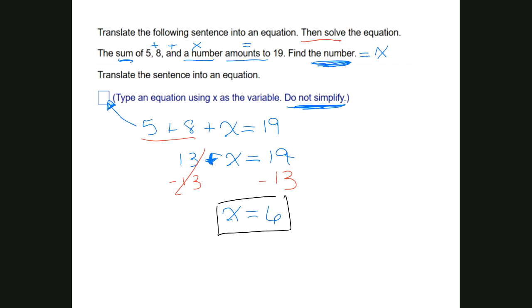So this is the answer to the second part, and this is the answer to the first part. Translate the sentence into an equation, and then solve.